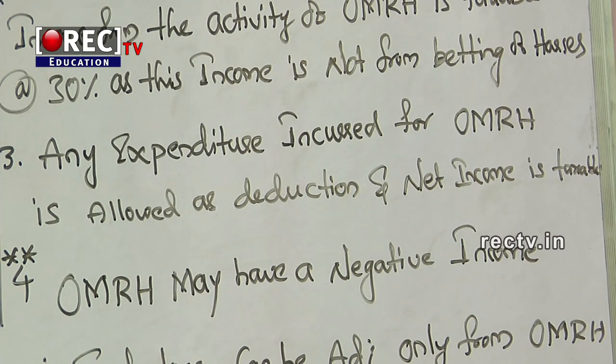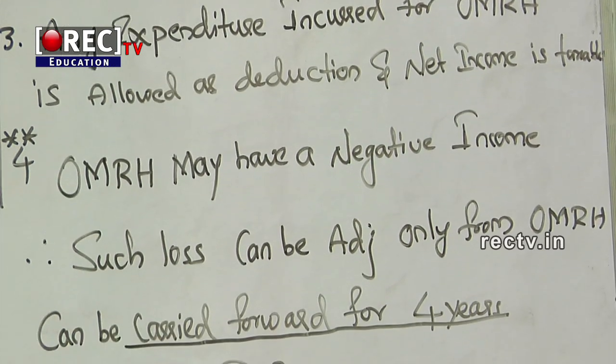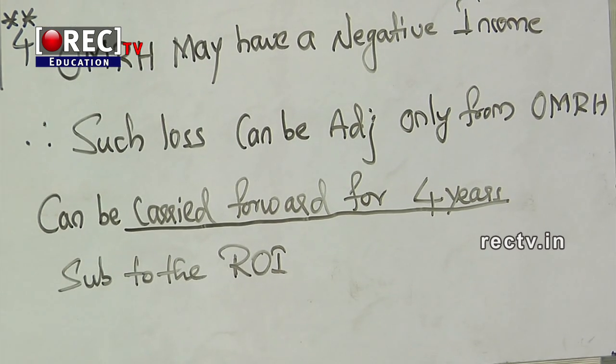OMRH may have a negative income, and such loss can be adjusted only against OMRH income. Therefore, we can carry forward such loss for 4 years, subject to filing the return of income.